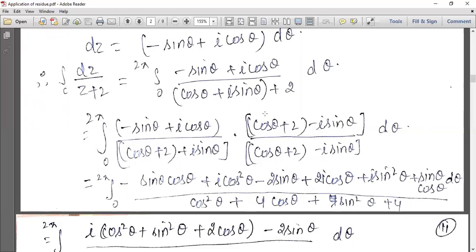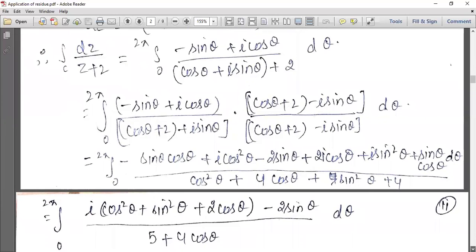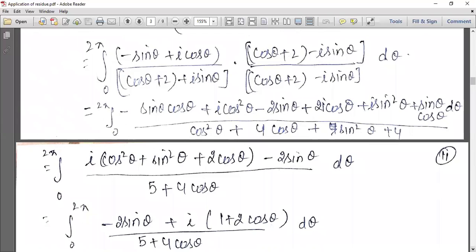And for your numerator, you will multiply these two terms. First I will multiply cos theta with this term, then I will multiply 2 with this term, then I will multiply minus i sin theta with this term. So this will give me minus sin theta cos theta + i cos squared theta - 2 sin theta + 2i cos theta + i sin squared theta + sin theta cos theta, d theta. Just multiply these two terms now.